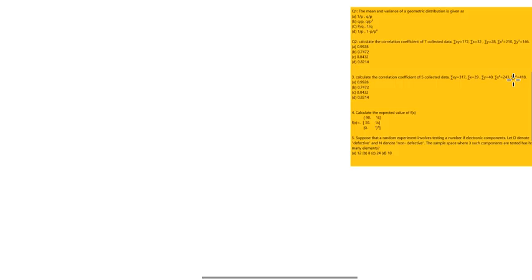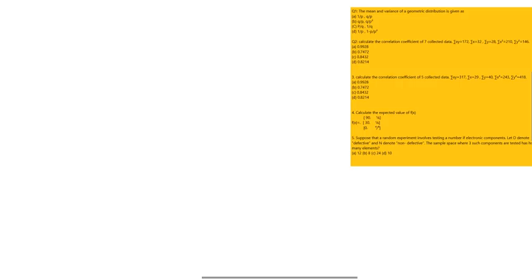All right. So for question one now, let me change the color of this ink to black. Here we have the mean and variance of a geometric distribution is given by. Option A we have 1 over p comma q over p. Then B we have q over p comma q over p square. Then C we have p over q comma 1 over q, and D we have 1 over p comma 1 minus p over p square.